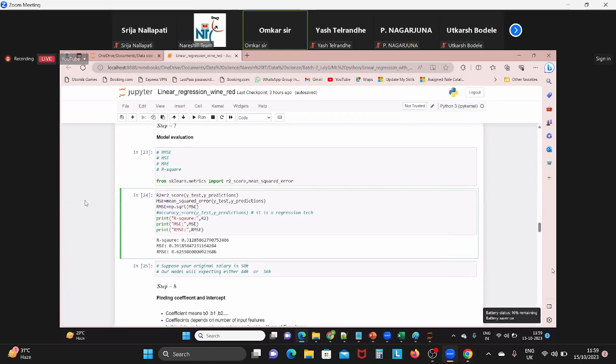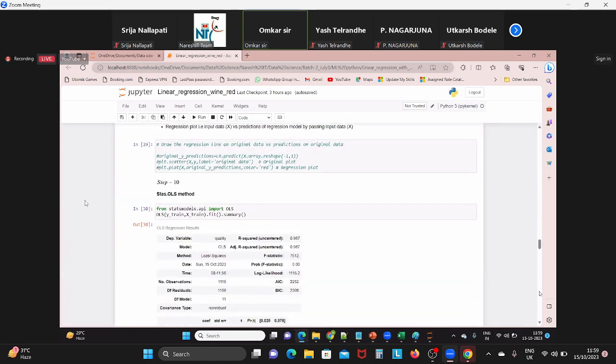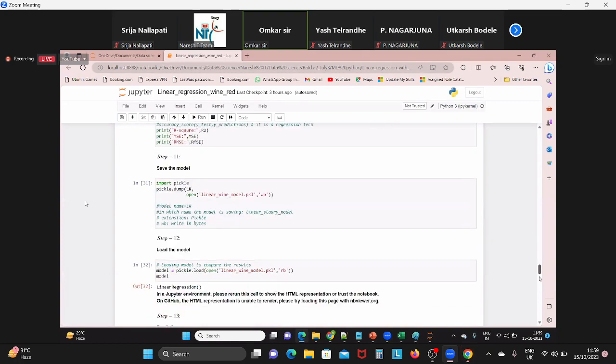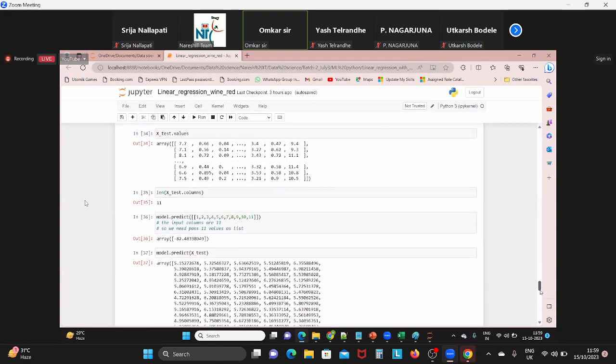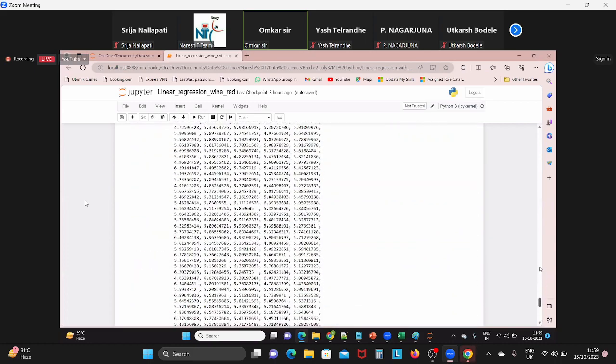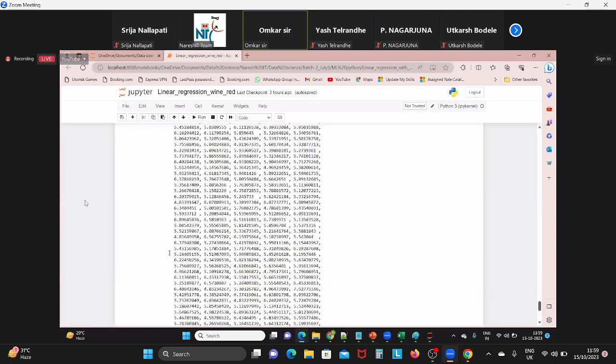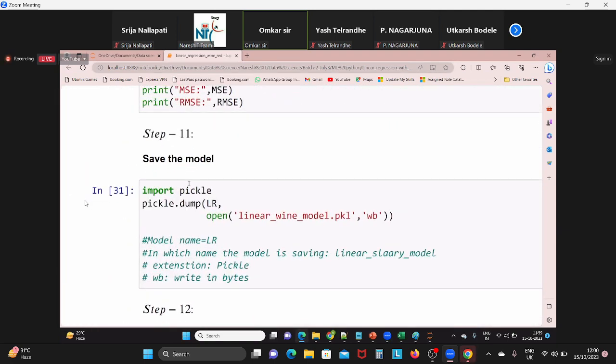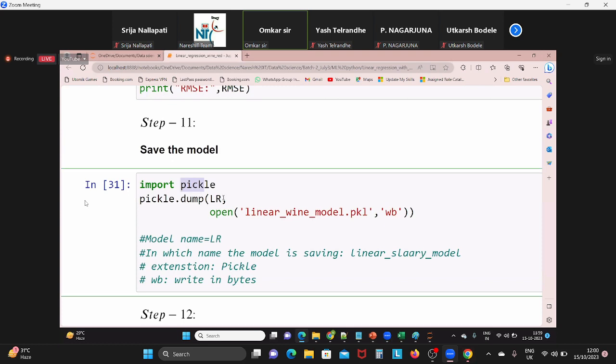And next, we want to create the application. So before creating the app, we are saving the model. I will show you how to save the model. So this is the model saving. This is your model name. The model name is LR. And we are saving the model using pickle. This is the saving of the model. Now we will use this to create the application.